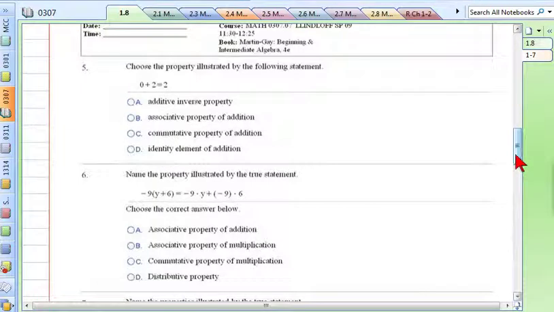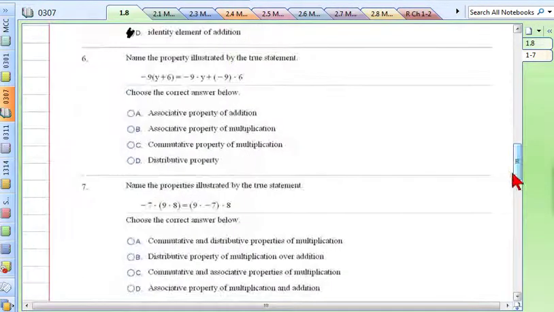Number 5. It says 0 plus 2 is still 2. Identity. You added a 0 to something, which means you get identically what you started with. That is the identity element of addition. See, it's totally different now when you're trying to learn this. It's a little harder.